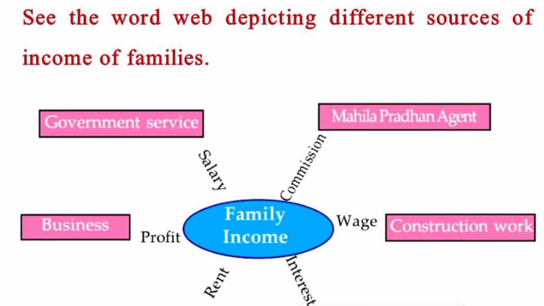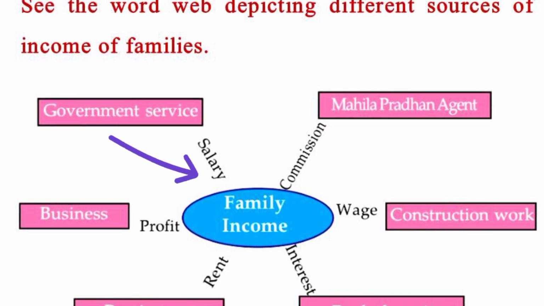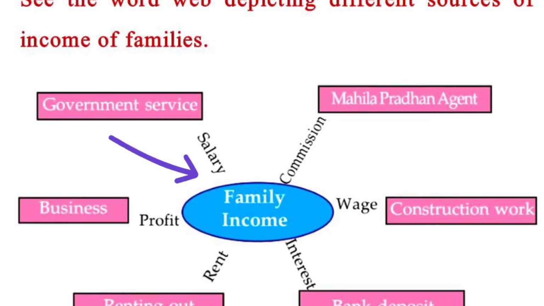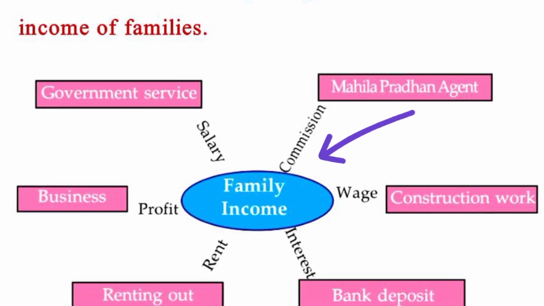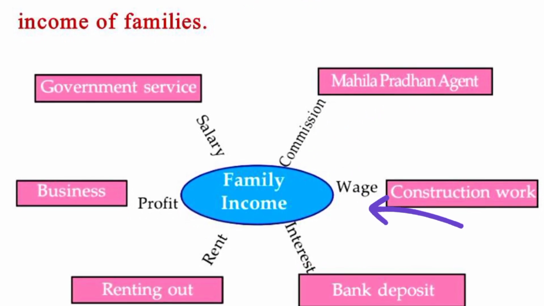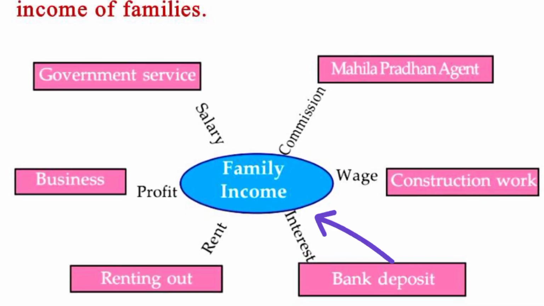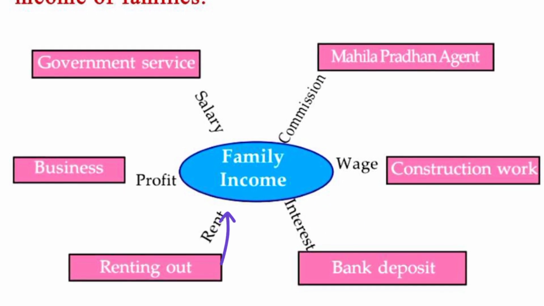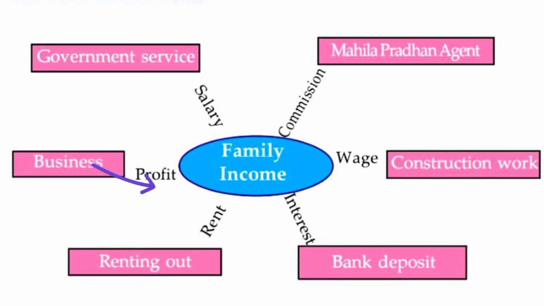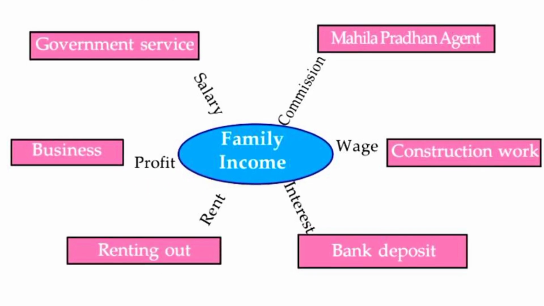Family income varies. If you get a job in the government service, your reward will be a salary. For a Mahila Pradhan agent, the remuneration will be commission. If it is a construction job, the reward will be a wage. If there is a bank deposit, the reward will be interest. The reward for renting out is rent. If it is a business, the reward is profit. This is how each family generates income.